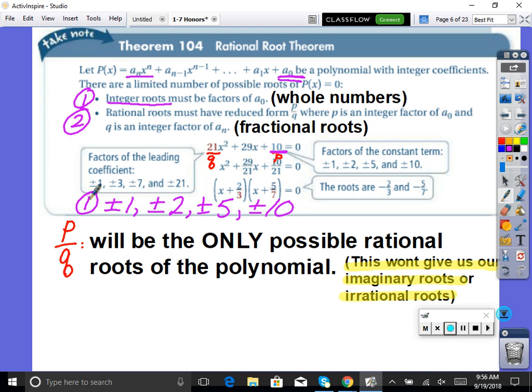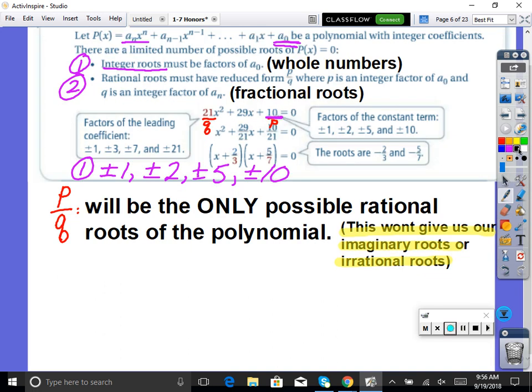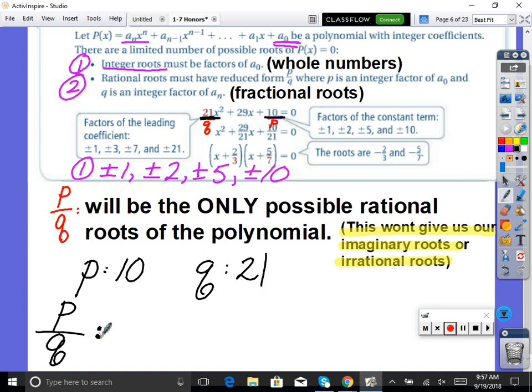So let me just state this a little bit more simply. You're going to call p your constant in your polynomial, always. You're going to call q your leading term, your leading coefficient. So p is 10, and q in this example is 21. Does everybody understand where I'm getting p and q? That's just something you're always going to do. P will always be the constant, q will always be the leading term. So now any fractional solutions will be any p over q. It's going to be all p's divided by all q's.